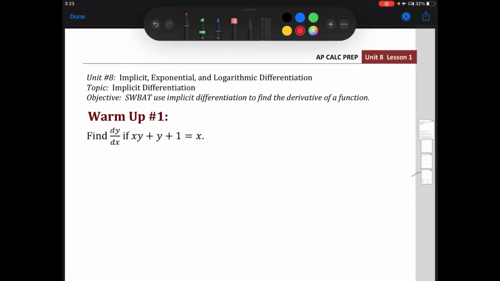Hey guys, welcome to Unit 8, Lesson 1. Our topic today is implicit differentiation.